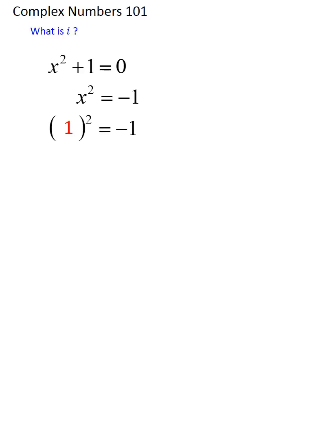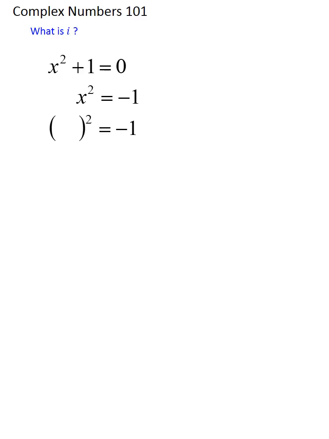Clearly 1 squared doesn't equal -1. Not even -1 squared would work here, as you can see. -1 squared would be +1. And this equation seems to be unsolvable, at least in the traditional number sense.